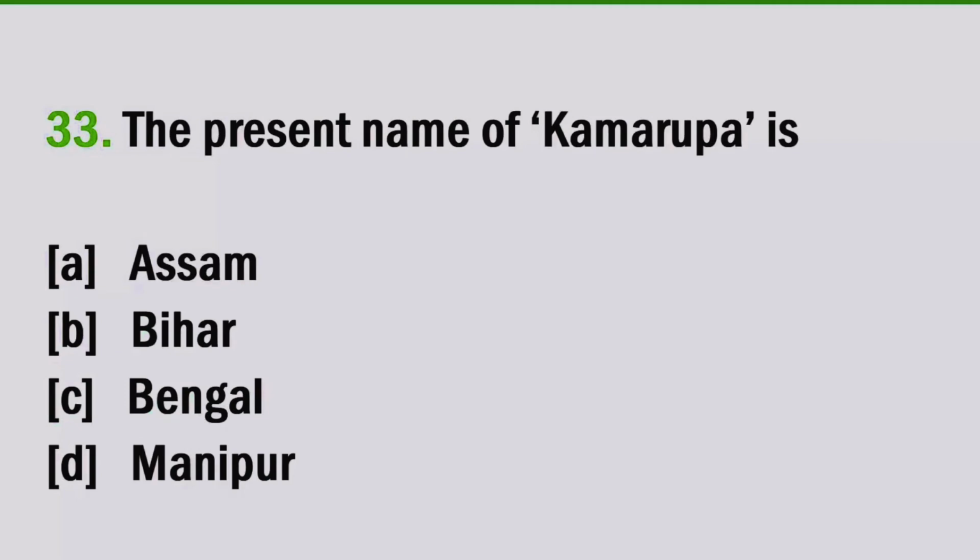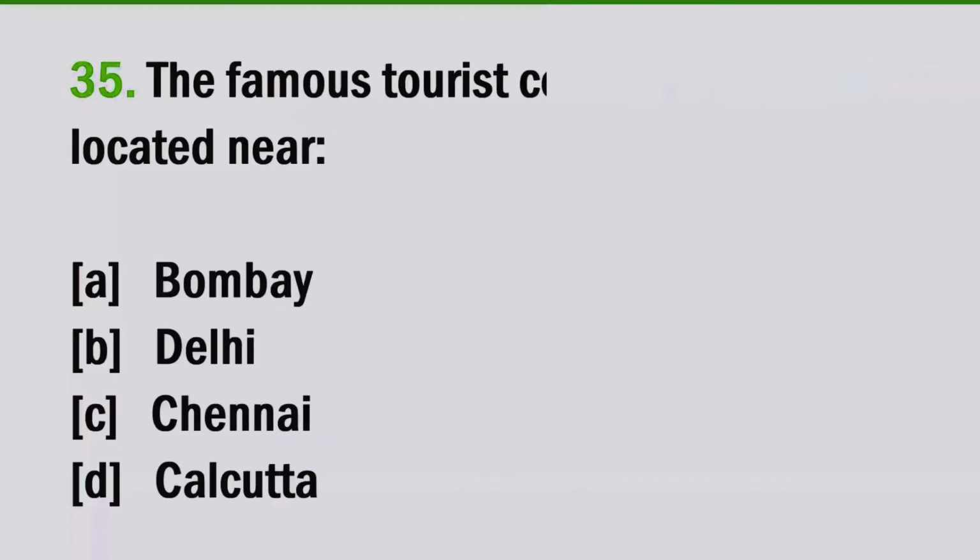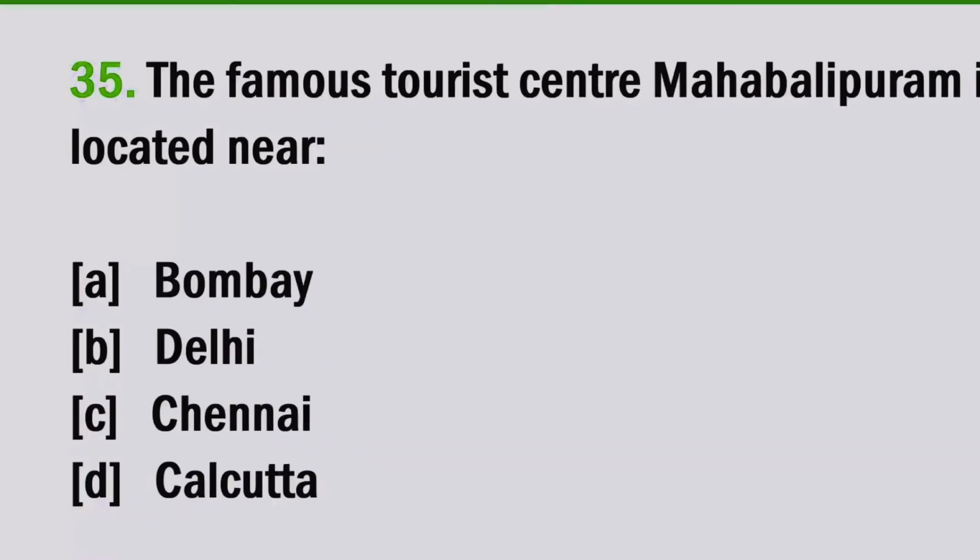The present name of Kamrupa is? Answer A. Assam. Which one of the following is known as the Pearl City? Answer D. Hyderabad. The famous tourist center Mahabalipuram is located near? Answer C. Chennai.